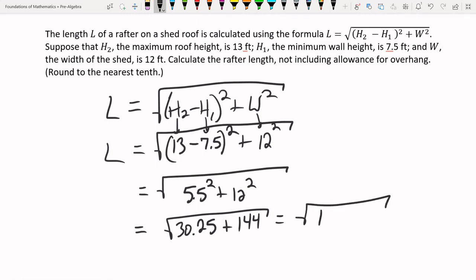144 gives us 174.25 on the inside, and now we can finally take the square root, which gives us 13.2. It says round to the nearest tenth, so I see 13.2, and these are all in feet, so the final answer will be in feet as well.